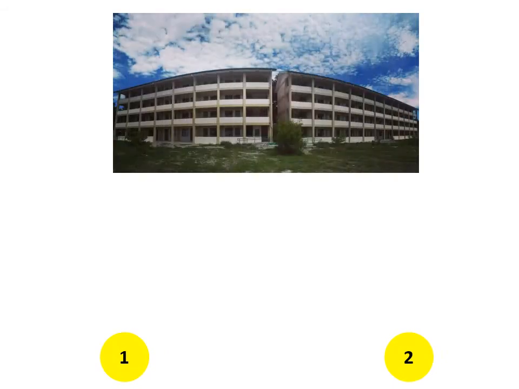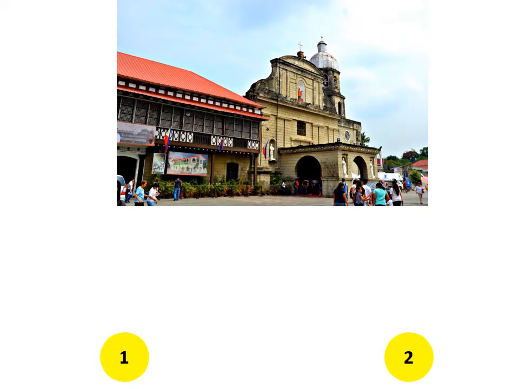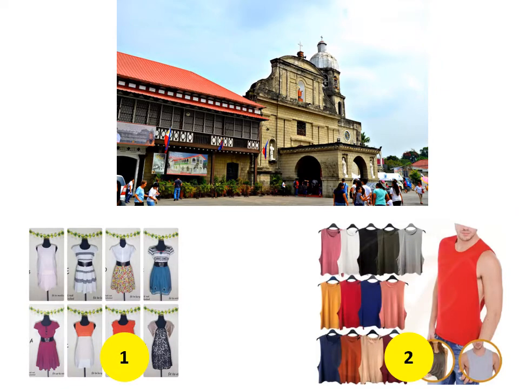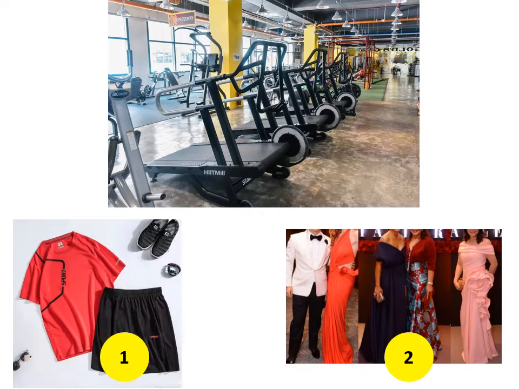What about this? Oh, do you miss this? Do you miss this place? All right, I miss this place too. What do you think is the appropriate attire to this place? Is it one or two? Okay. What about this one? When was the last time you went here? Is it one or two? Next, this one. Okay, one or two.